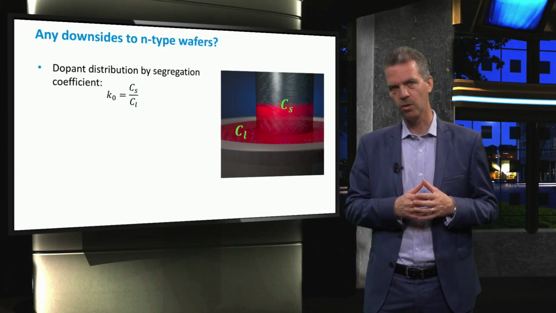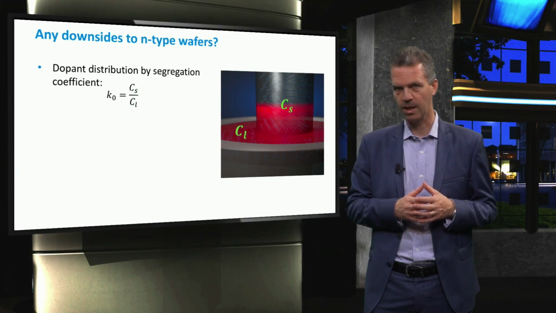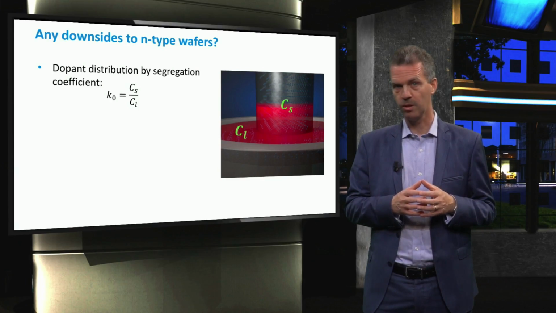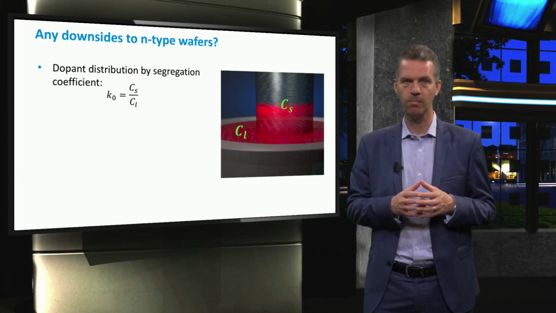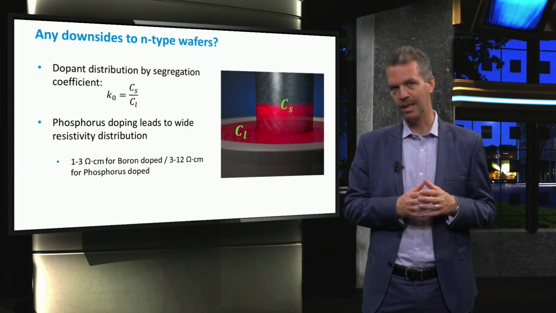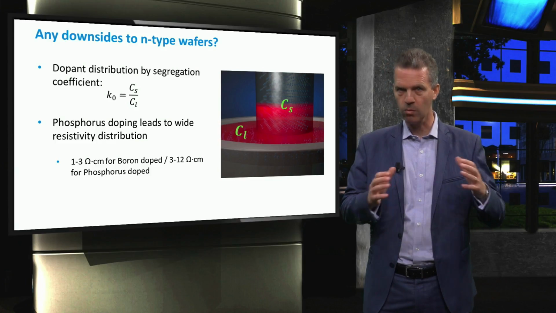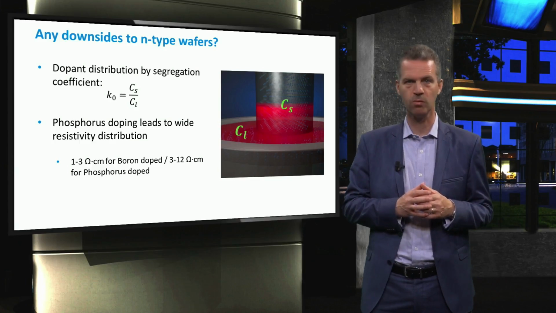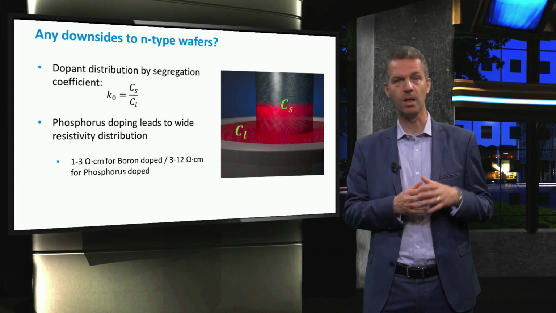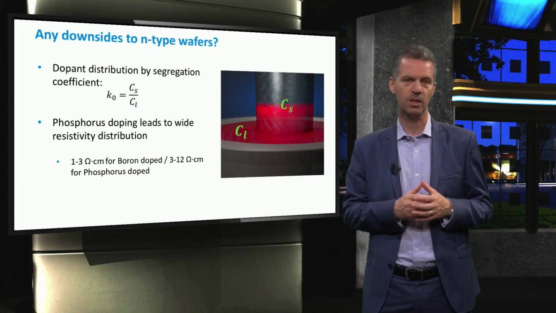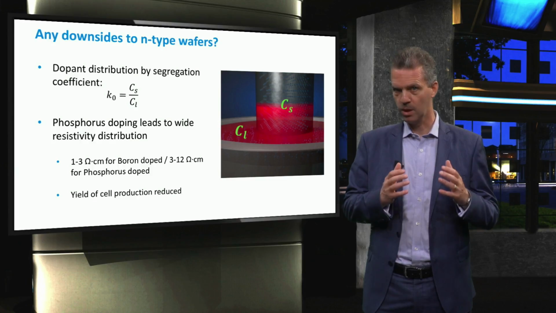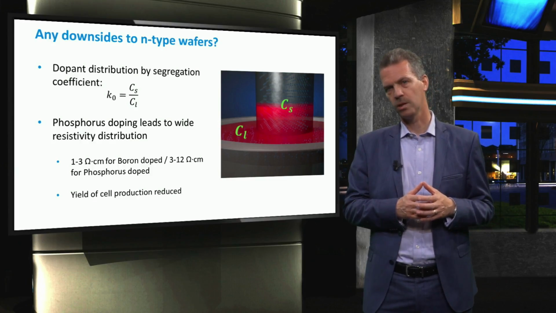Boron has a K0 value of 0.8, while phosphorus has a K0 value of 0.35. A more uniform distribution can be obtained by continuously mixing pure silicon into the melt to maintain a stable doping concentration. Nevertheless, phosphorus doping leads to a crystal formation with a wider resistivity distribution in between 3 to 12 ohm centimeter, compared to boron doping, with a resistivity in between 1 to 3 ohm centimeter throughout a single crystal. This implies that the yield of good quality N-type wafers is reduced and that the price of N-type wafer production is therefore higher.